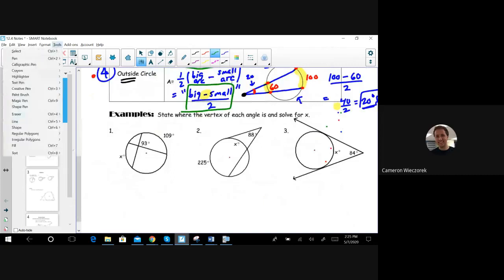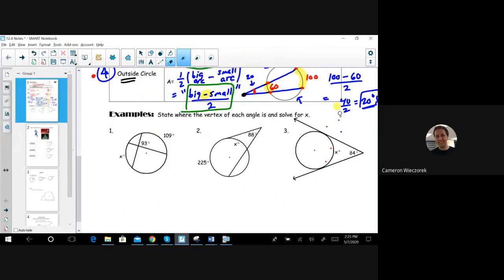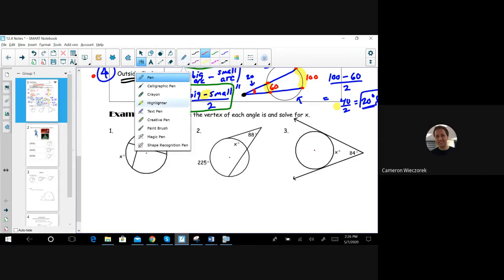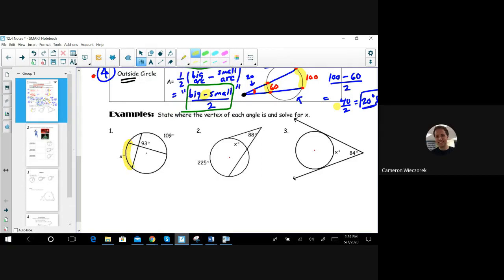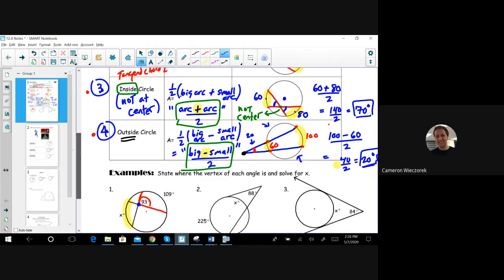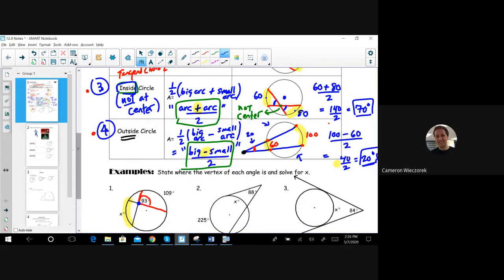So let's try it. Down here, we got a couple examples. I'm going to erase some of these dots. If I look at the first one, we want to find the arc measure. I'm going to highlight it in yellow. So that's X, that's what we want. And they actually give us a 93-degree angle. So the first thing I do is I look at the location of the vertex of that angle. And if I look at the location of that vertex, I notice the red dot in the middle is the center. So my angle is inside the circle, but its vertex is not at the center. If I look back at my box, inside the circle, not at the center, means I'm going to add those two intercepted arcs and I'm going to divide by 2.